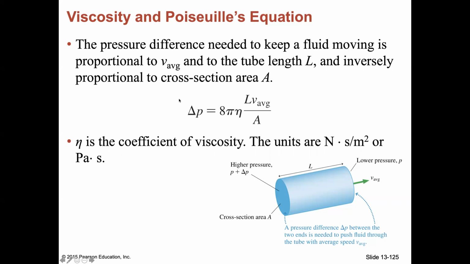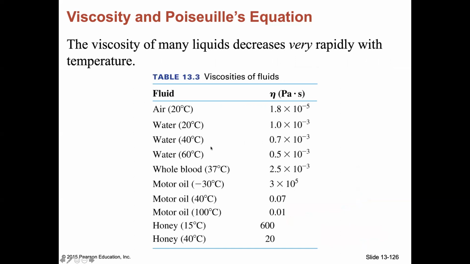And the equation to calculate delta P, the pressure difference, is 8 pi eta L V over A. L is the length of the tube, V is the average velocity of the fluid, A is the cross-section area, and eta is the coefficient of viscosity. Different types of material or fluid have different coefficients of viscosity. And here are some examples.